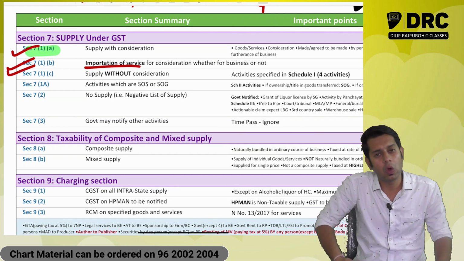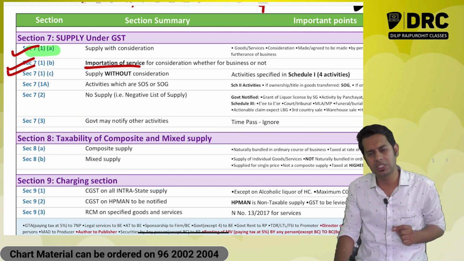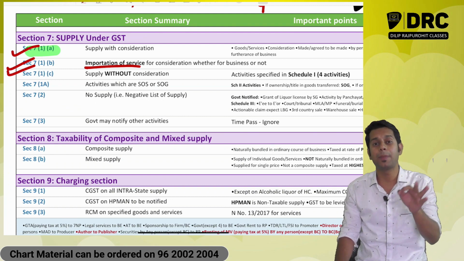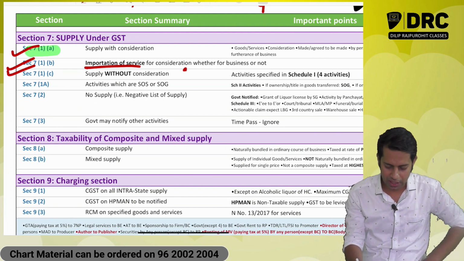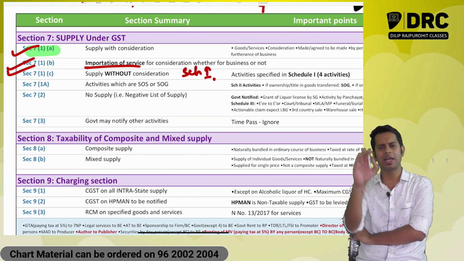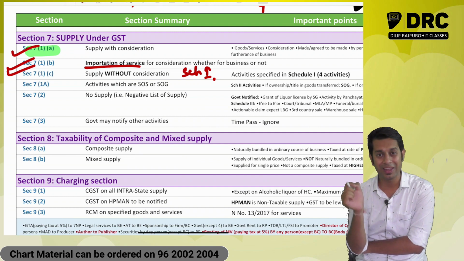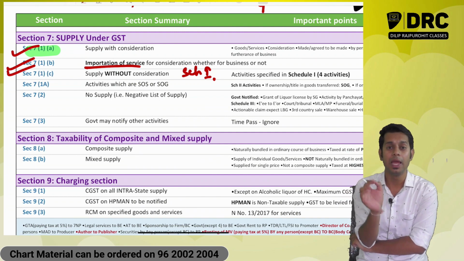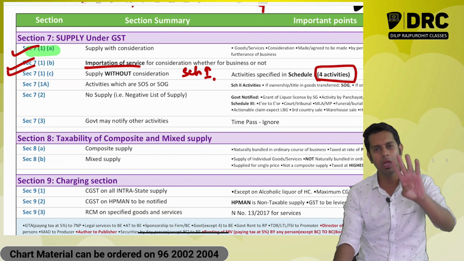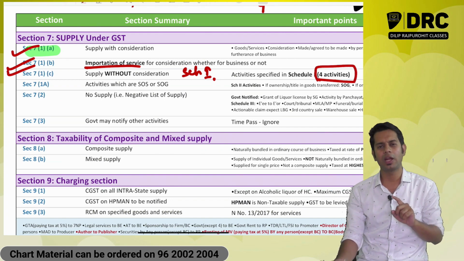Section 7 subsection 1 clause C. Section 7 subsection 1 clause C talks about different activities which shall be regarded as supply even if made without consideration. Schedule 1 activities. So clause C says there are few activities specified in schedule 1. These activities will be treated as supply even if made without any consideration. How many activities are there? There are totally 4 activities in schedule 1. What are these 4 activities?